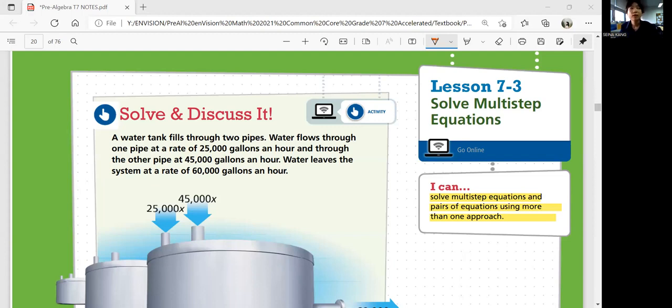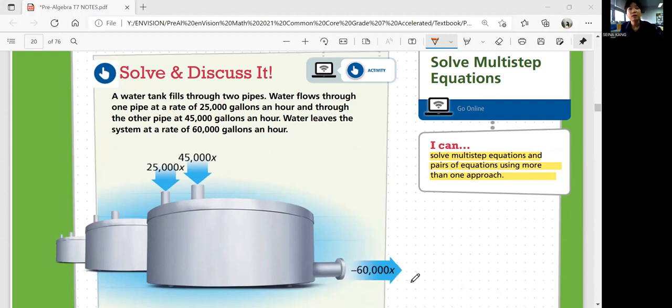A water tank fills through two pipes. Water flows through one pipe at a rate of 25,000 gallons an hour, which is represented as x over here, and through the other pipe at 45,000 gallons an hour. Water leaves the system at a rate of 60,000 gallons an hour. So the water tank is filled through two pipes and goes out through one big pipe.